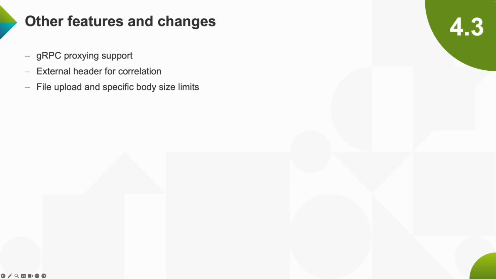Besides the big features I already mentioned, we made some other small improvements. It is now possible for gRPC to pass the Microgateway engine in the secure configuration. With the default log format, an external header can be configured for correlation, which is logged as an additional field in the logs. The limits CRD have been extended. Now the file upload size can be limited, and content type specific limits are available.